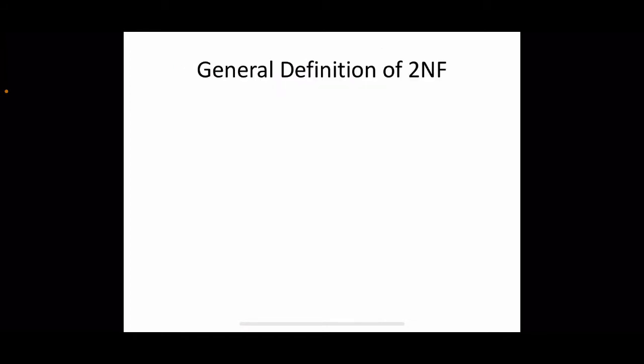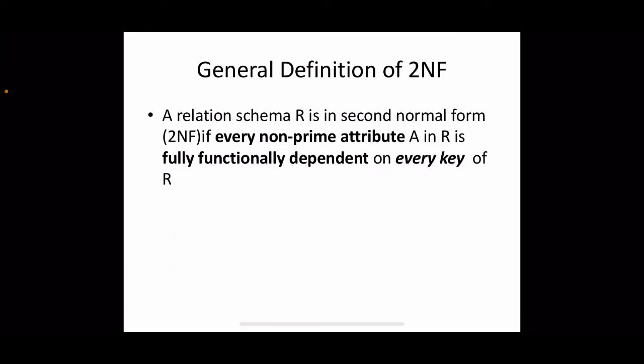Let us modify the definition of 2NF to give a general definition. A relation schema R is in second normal form if every non-prime attribute A in R is fully functionally dependent on every key of R. So we are concerned about all the keys. Every key means all the possible candidate keys.